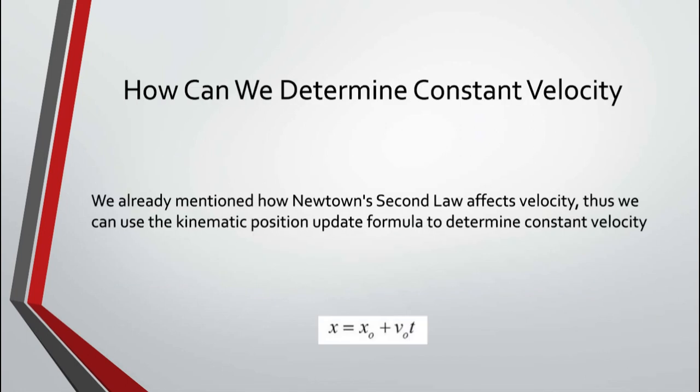Now, how can we determine constant velocity? We already mentioned Newton's second law, how it affects velocity. Thus, we can use a kinematic position update formula to determine constant velocity. Here, the final position equals the initial position plus the change in velocity times time. In other words, acceleration times time.